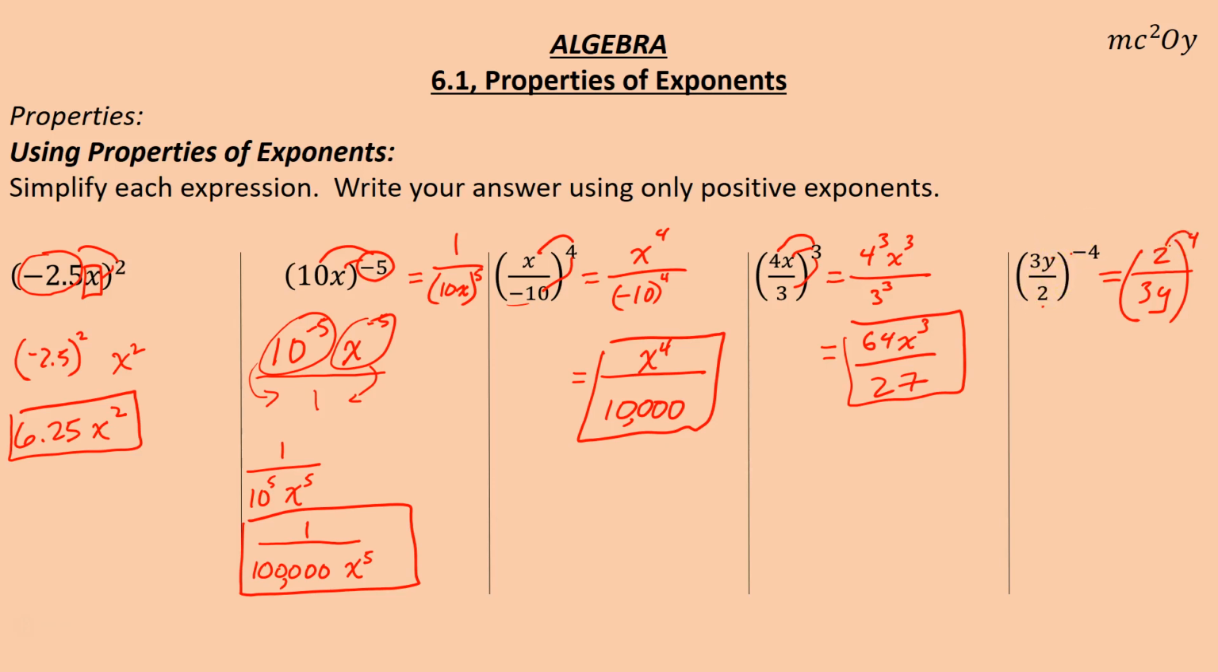Okay, so now I have 2 to the 4th over 3y to the 4th, or 3 to the 4th and y to the 4th. So 2 to the 4th, 2 times 2 times 2 times 2 is 16. 3 to the 4th is 81, and y to the 4th.